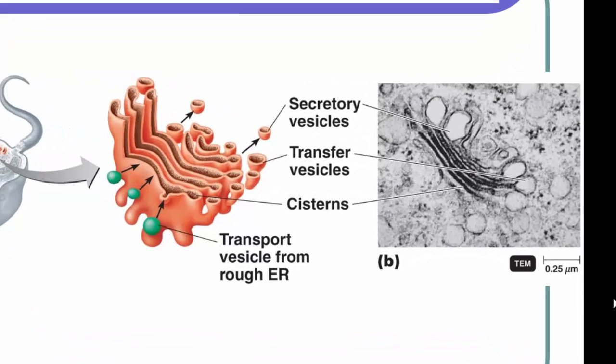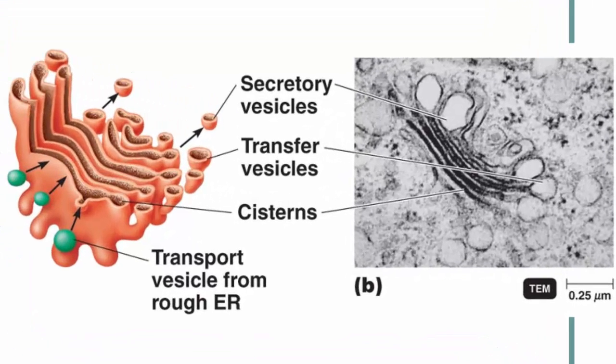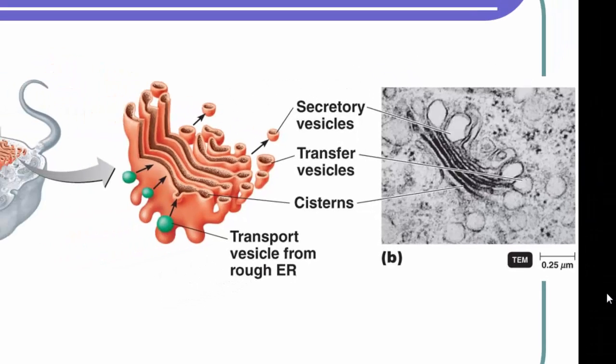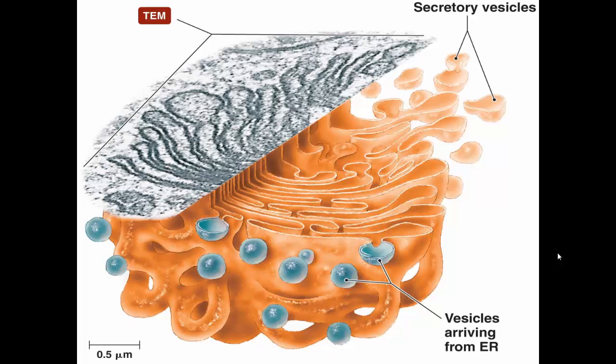The Golgi body or apparatus is a membrane-bound organelle made up of 6 to 8 flattened packets of membrane. The Golgi body is involved in secretion, making secretory vesicles or transfer vesicles, storage within the cistern structures, and also modification of many substances. Here's a close-up of the Golgi apparatus.